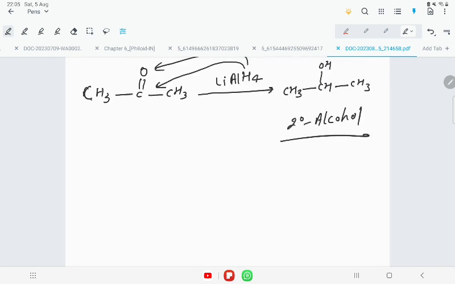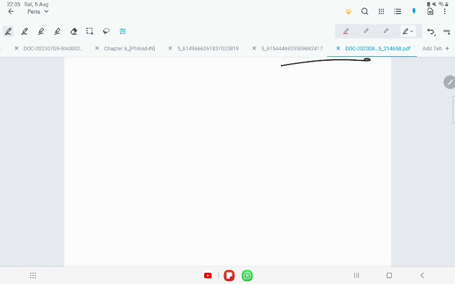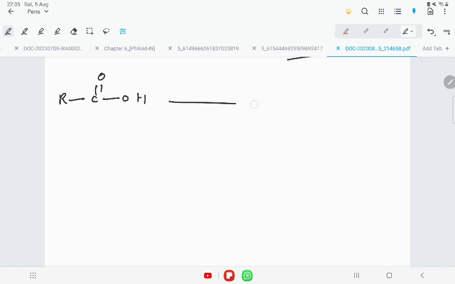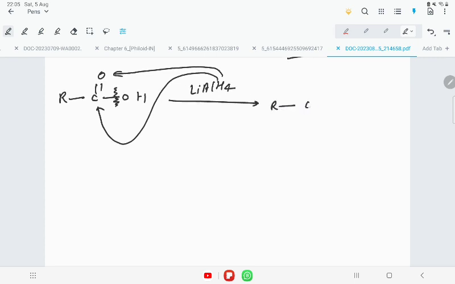Now from the carboxylic acid. Carboxylic acid is also having a similar carbonyl group, R C double bond O and OH. You can take LiAlH4. So you can send the hydrogen here, the bond is going to be broken here, and some hydrogen you can send here. So what you are going to get? R, it will be CH2 and this is going to form alcohol, RCH2OH. But one thing you keep in mind, this is a costly method.